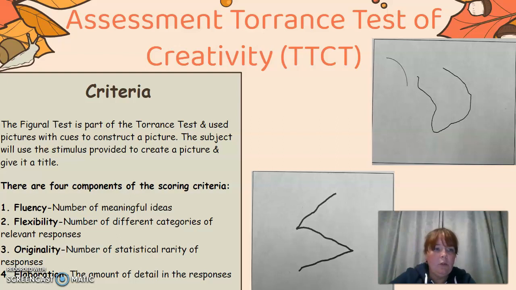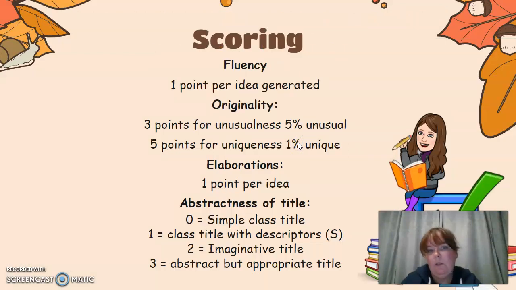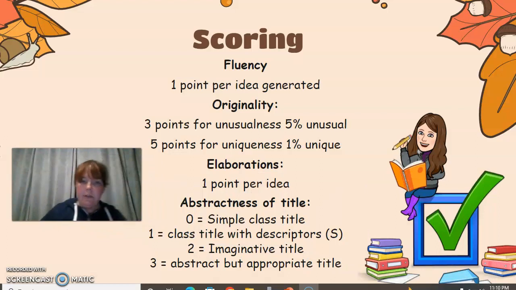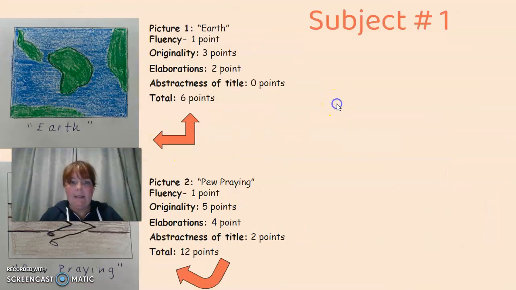And so on the screen, you can see the 2 boxes that were used for this particular test. It's called the figural test part of the Torrance test, and it uses pictures with cues to construct a picture and design a picture. So the subject will use the stimulus provided to create a picture and give it a title. They can put as much detail or as little detail in it as possible. So there's the scoring, which we just went over. That is the scoring that I used in order to assess my subjects' pictures, which we're going to look at in the next slide.